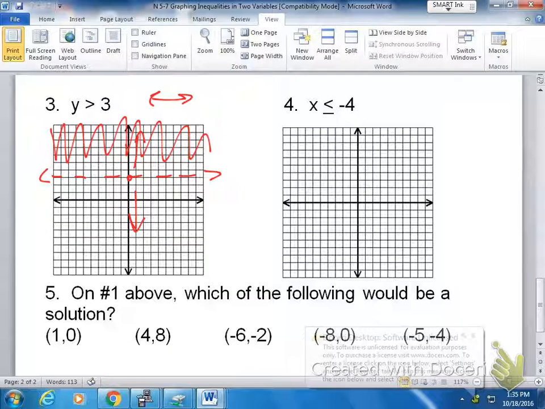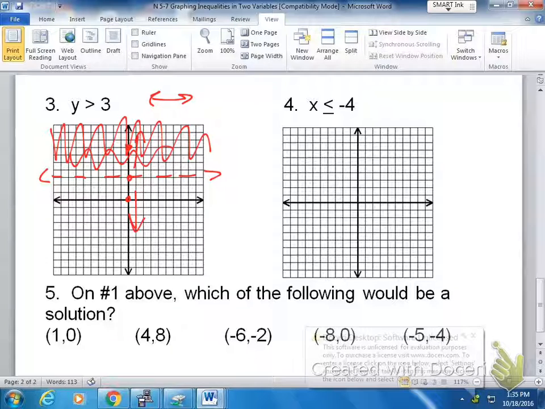Let me pick a point here. Right there, y is 7. Well, is 7 greater than 3? Yes, it is. So we shade it on the right side. Say I pick 0. Is 0 greater than 3? No, it's not. So I don't want to do that one either, okay?